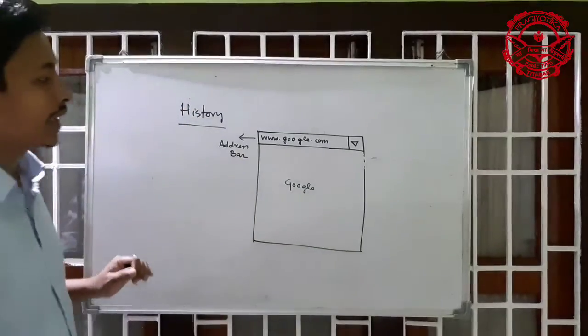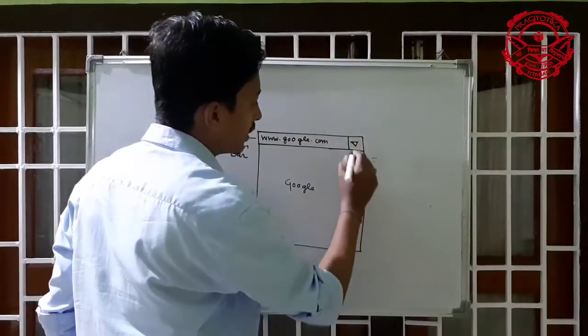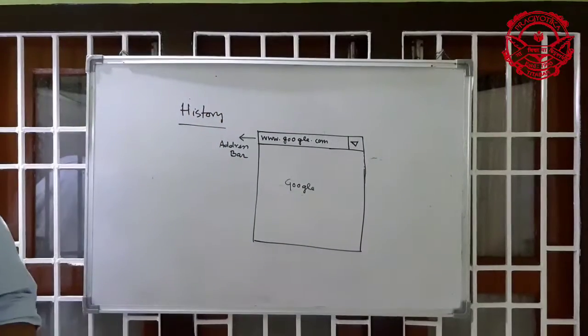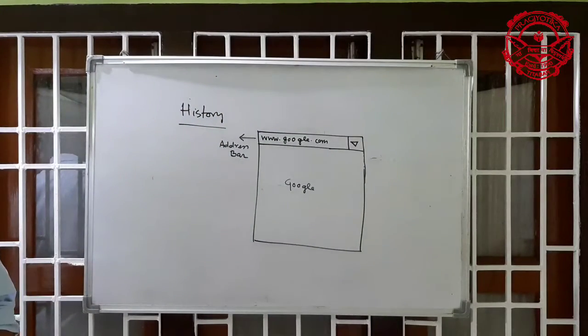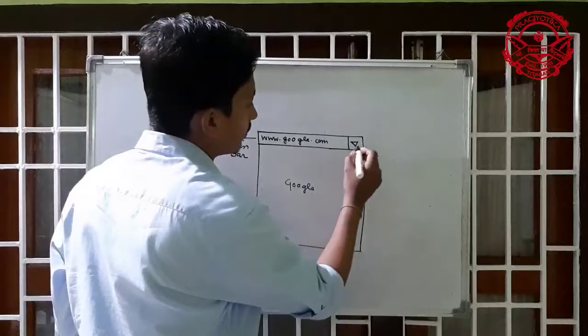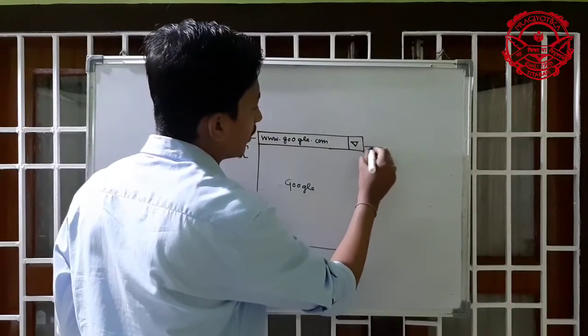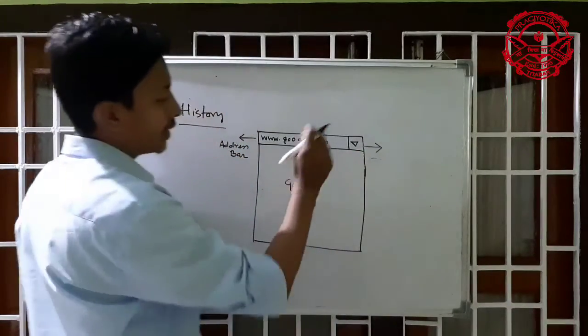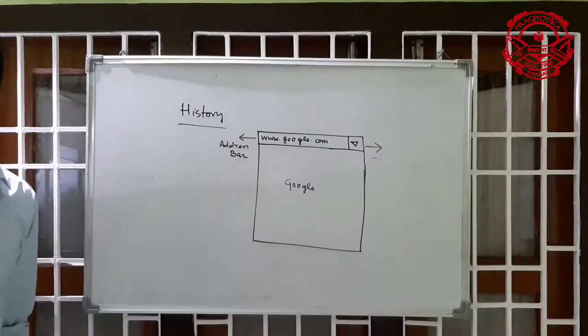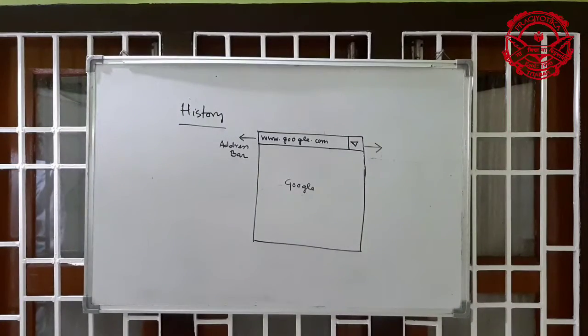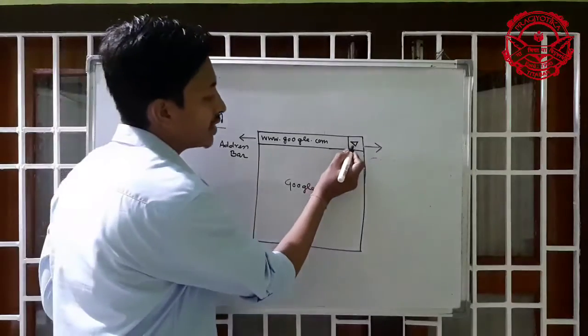Now in the right corner of the address bar, there is a down arrow. Click on the down arrow URL box. When you click the down arrow to the right of the URL box, it gives a list. This is the down arrow.